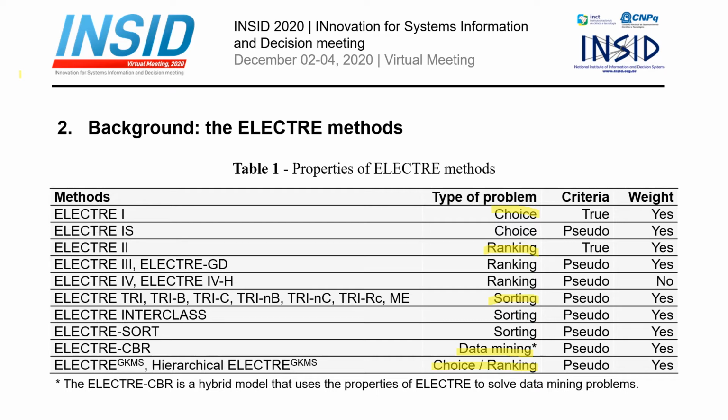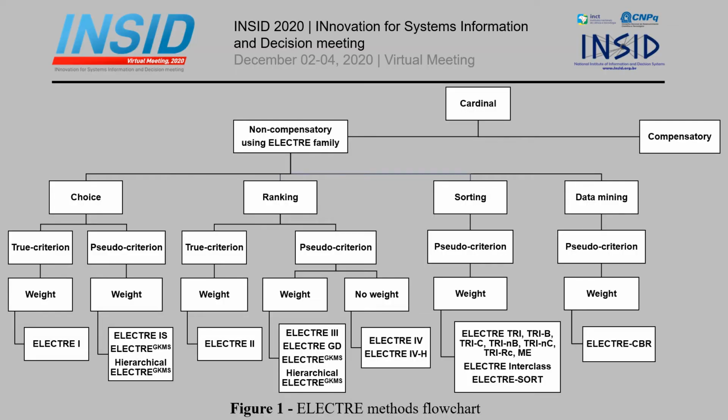The ELECTRE 1 and ELECTRE 2 methods use the true criterion to establish the outrank relations, while the others use the pseudo criterion. The ELECTRE 4 and ELECTRE 4H methods do not use weights for criteria. Figure 1 shows a flowchart that distributes the ELECTRE methods according to their properties. As you can see, all the ELECTRE methods are cardinal and non-compensatory.